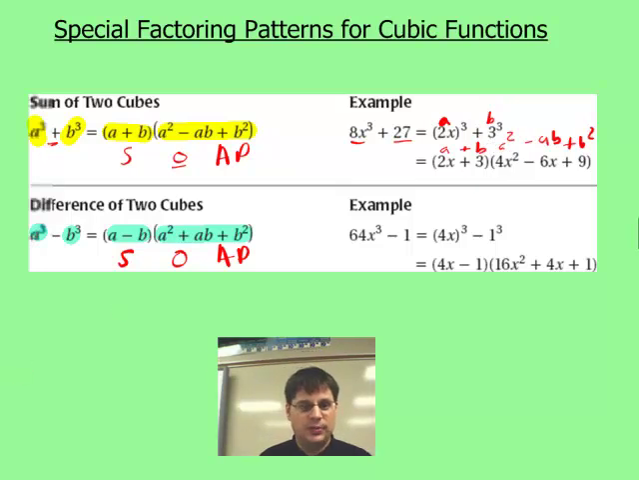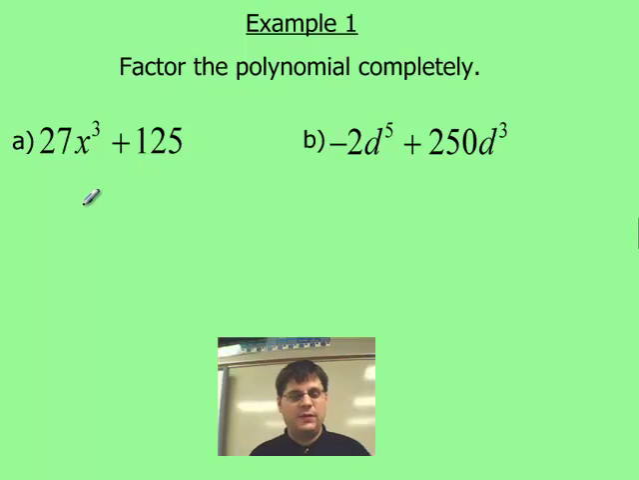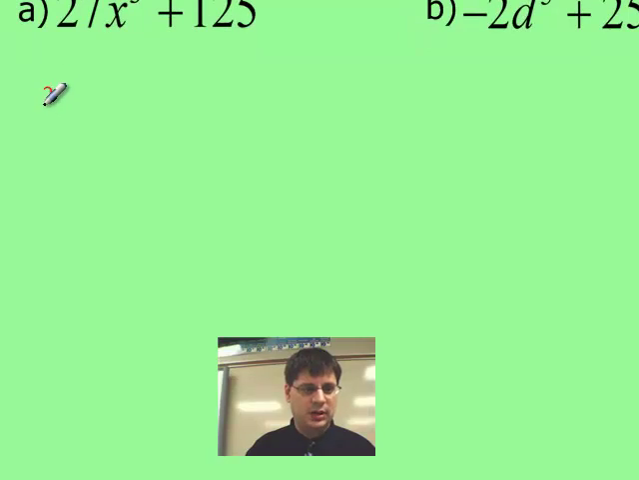Let's look at another example. So let's say I want to factor these polynomials completely. So this first one's a perfect cube, and the second one's a perfect cube, and there's an addition sign, so that means it's going to be a sum of cubes. So I'm going to rewrite this. I'm going to take the cube root of 27, so that's going to be 3, and then the cube root of x cubed is x, so it'll be 3x cubed plus, and then the cube root of 125 is 5.